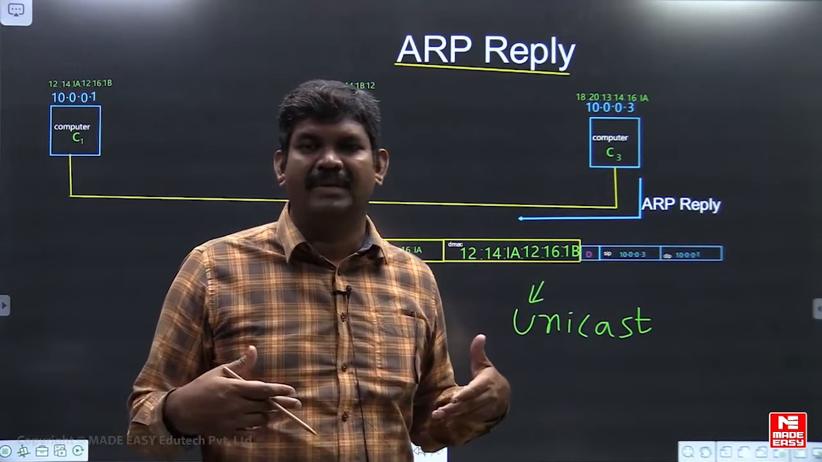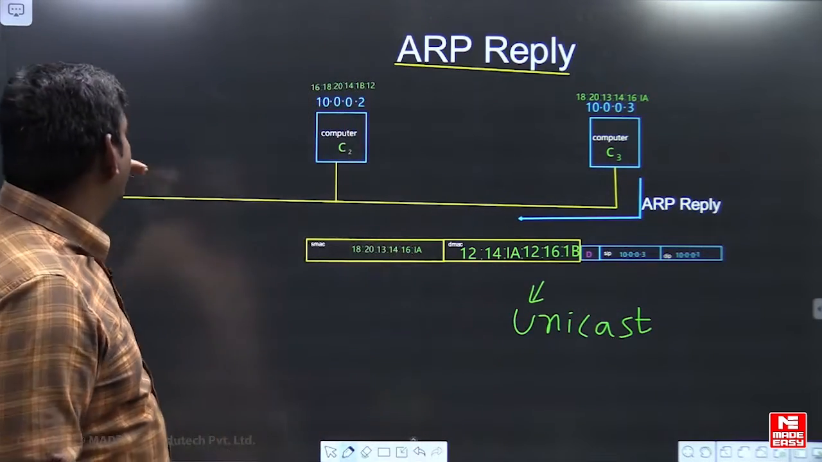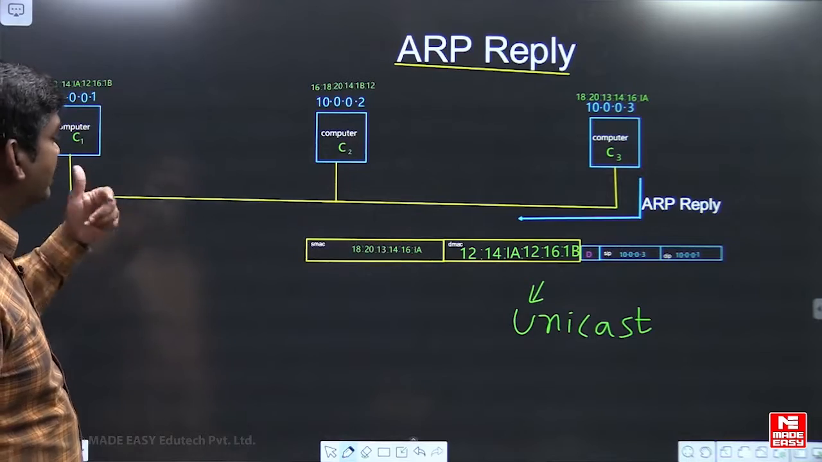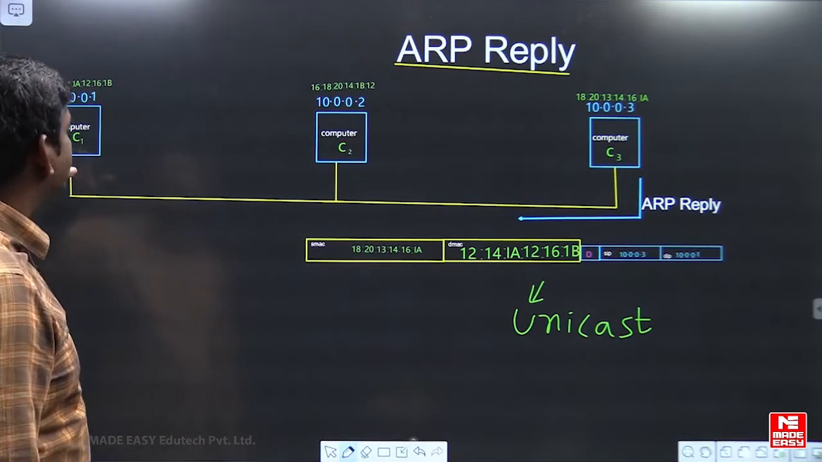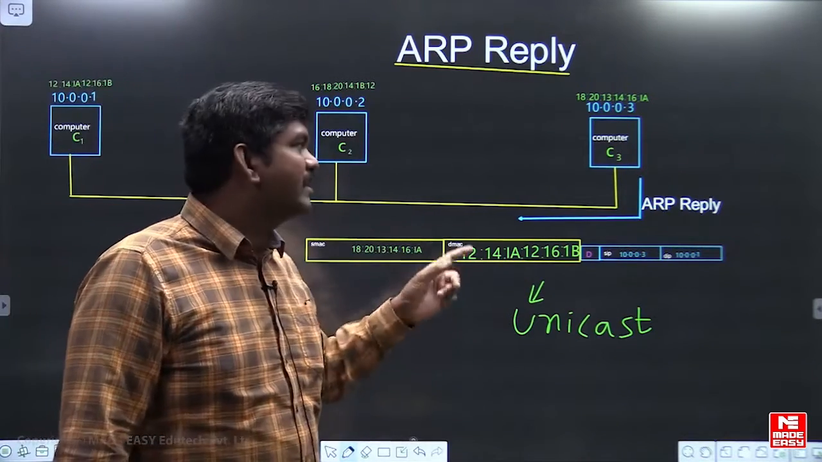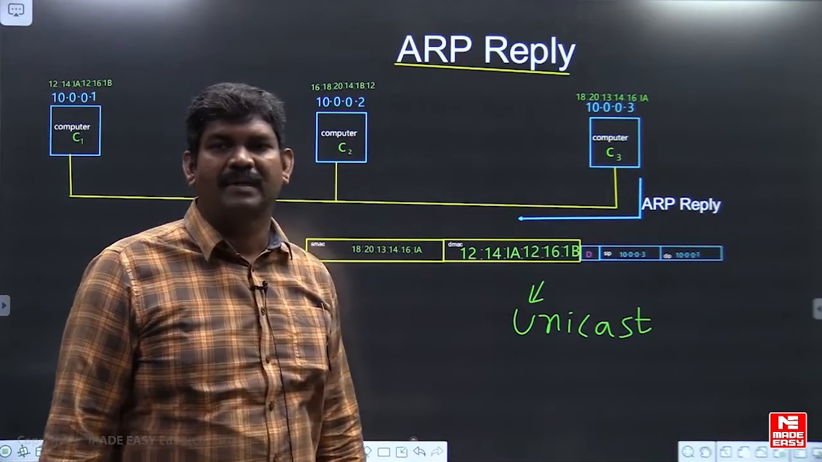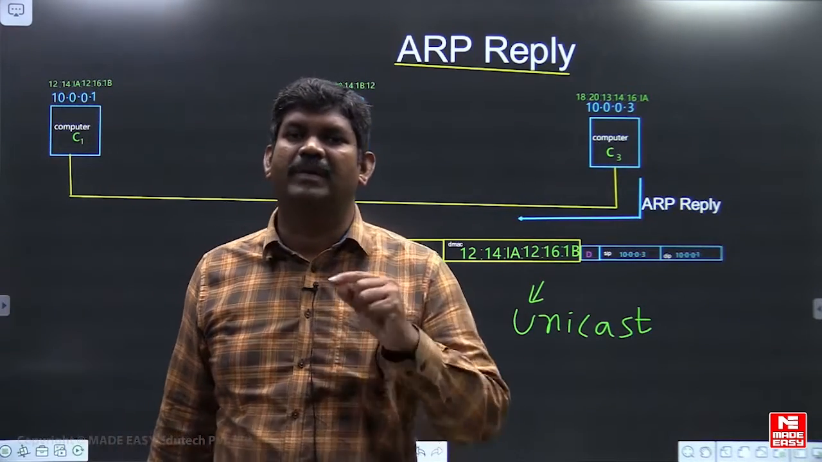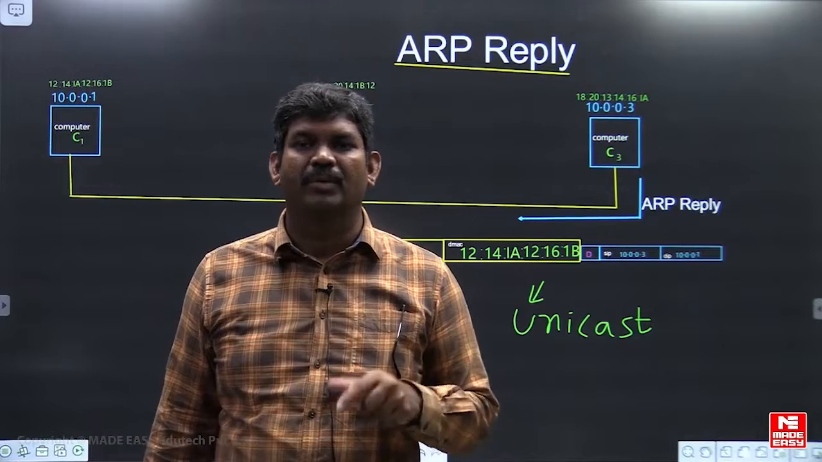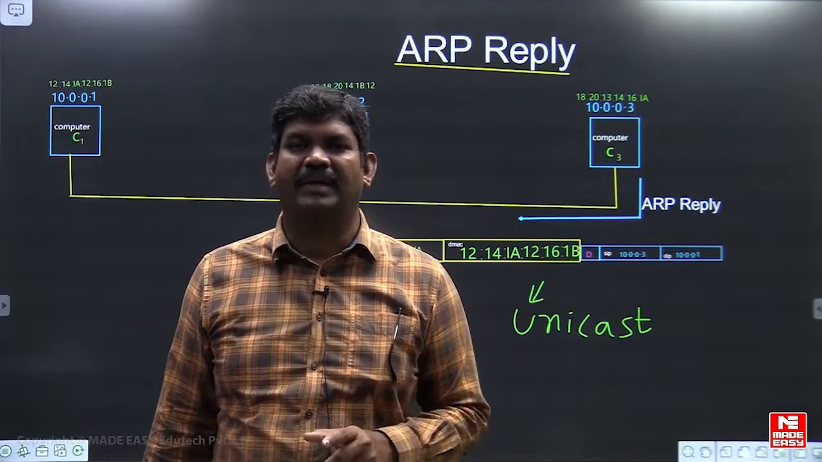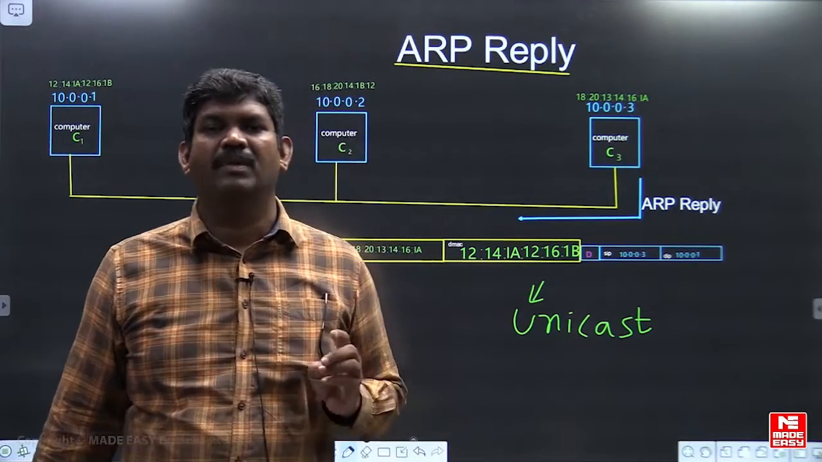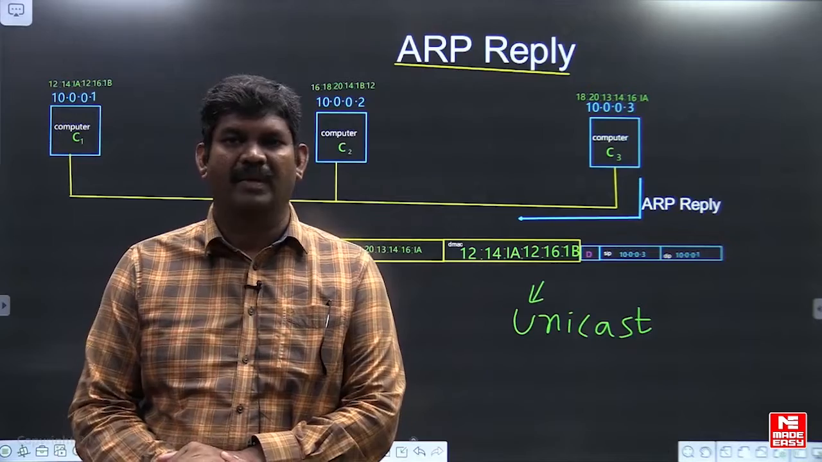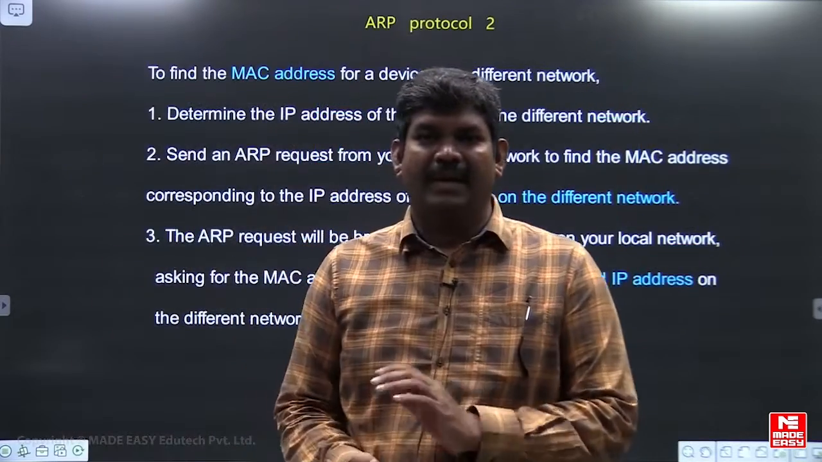Now see what happens. Once you know the IP as well as the MAC, from that point onwards this computer C1 can transmit the data packets to that computer C3. So from this, is the ARP request packet a unicast or broadcast? Broadcast. And the ARP reply is what? Unicast. Okay, got it?